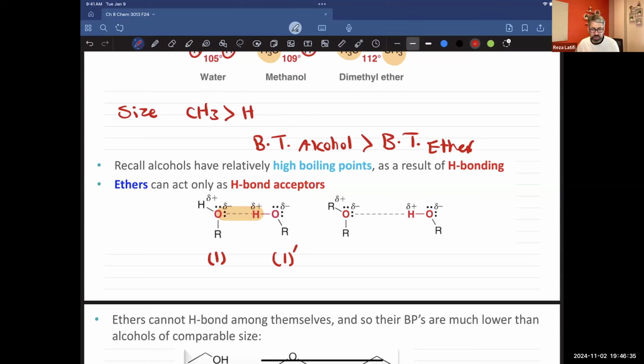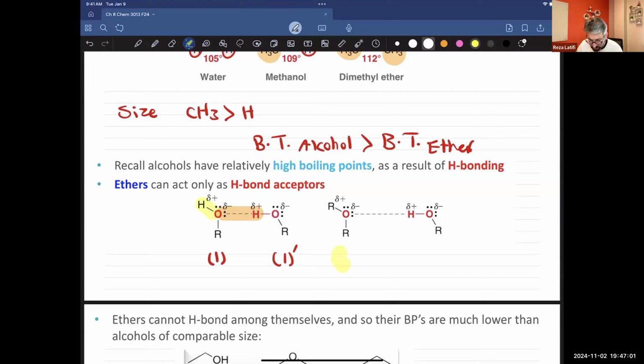And remember this, because we have acidic H on both of them, that acidic H can get involved in hydrogen bonding. So technically, the alcohol molecules do have hydrogen bonding between them, which we don't have when it comes to pure ether. There is no acidic H, so there will be no hydrogen bonding between two ether molecules.